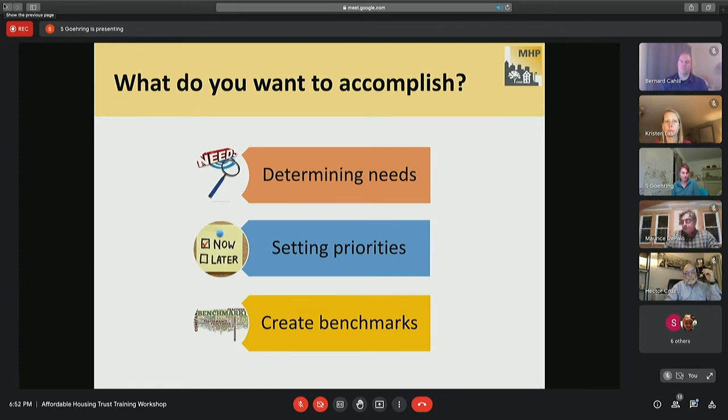And if there's a particular need that you really want to address, you could create a benchmark for that. For example, Somerville's Housing Trust has determined that they want a certain percentage of their funds to go towards the lowest income households in the community. It's just a benchmark that they create for themselves, and it also sends a message to entities that may want some of their funds that their trust really wants to be serving the needs of the lowest income households in the community. You don't have to create a benchmark. You could if there was a particular need you wanted to address.